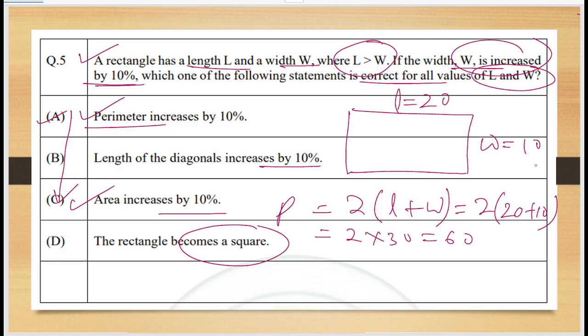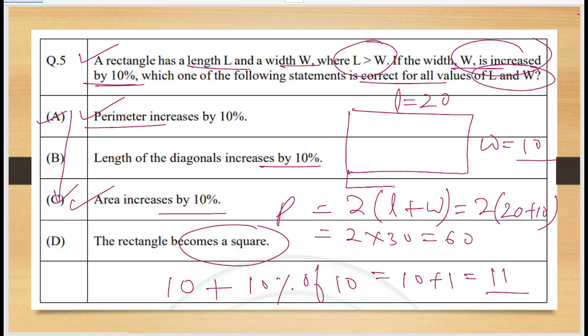Now if you increase the width by 10%, that means earlier we have 10, plus 10% of 10, which you can find is 1. So the total will be 11. After applying the changes, the length stays the same and the width becomes 11 units, so this is the new rectangle.